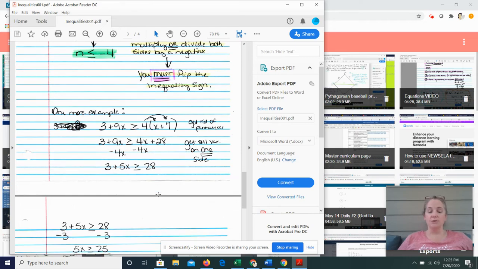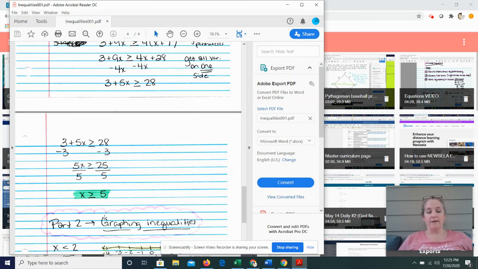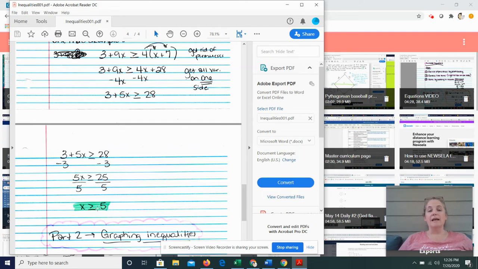So now you just have a two-step equation. To get rid of that 3, you subtract 3. That leaves us 5x. 28 minus 3 is 25. Divide both sides by 5. X is greater than or equal to 5. Okay, so that is how we solve inequalities. It's just like solving equations, except for that one little trick with the dividing or multiplying by a negative number.